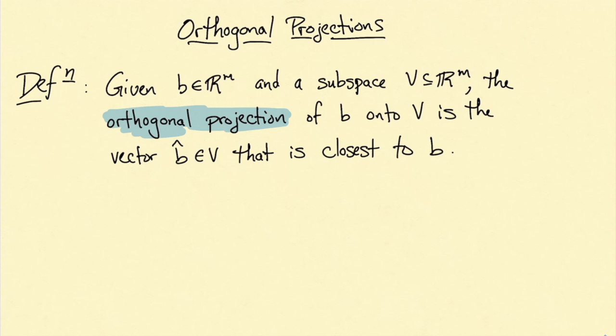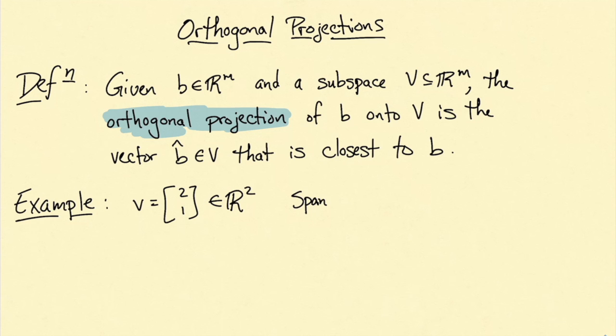Since this seems like a hard object to pin down, let's think about a really simple example. Let's take the vector v, whose coordinates are 2 and 1, living in R^2. This vector spans the subspace L, which is defined by the equation y equals x over 2. As you imagine, this is just a line with slope 1/2 through the origin.